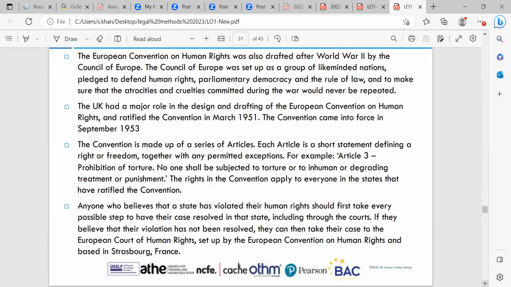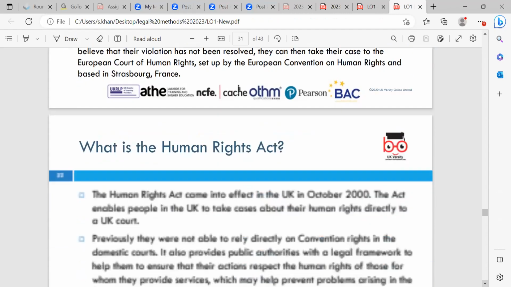Anyone who believes that a state has violated their human rights should first take every possible step to have their case resolved in that state, including through the courts. If they believe that their violation has not been resolved, they can then take the case to the European Court of Human Rights, which was set up by the European Convention on Human Rights and is based in Strasbourg in France. And the whole point of this convention is to protect individual rights. There are 47 countries that have signed to this convention, and they must implement this convention in their country.